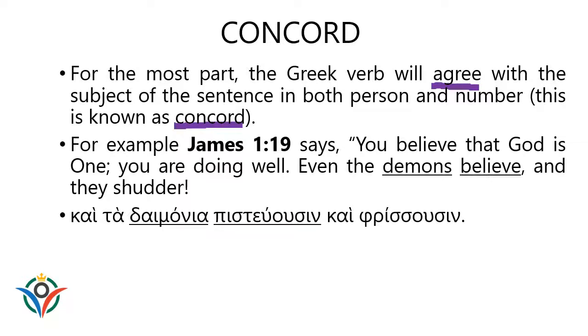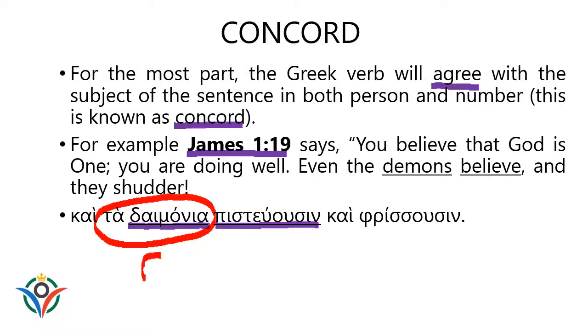Here's an example from James 2 verse 19, where James says, you believe that God is one. You are doing well. Even the demons believe and they shudder. Here is a portion from the Greek text. I've underlined daimonia, which is demons, and pisteusin, which is believe. We see here that the subject, which is demons, is in the plural.